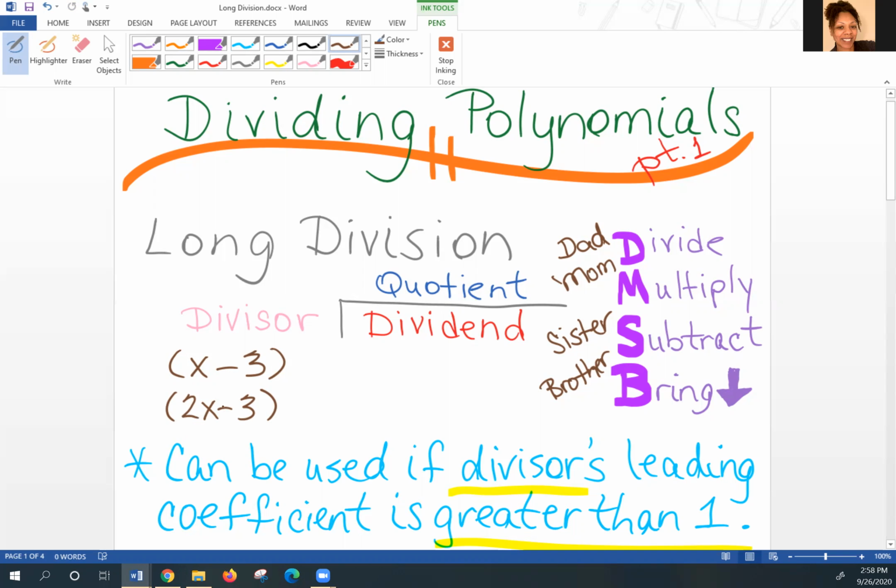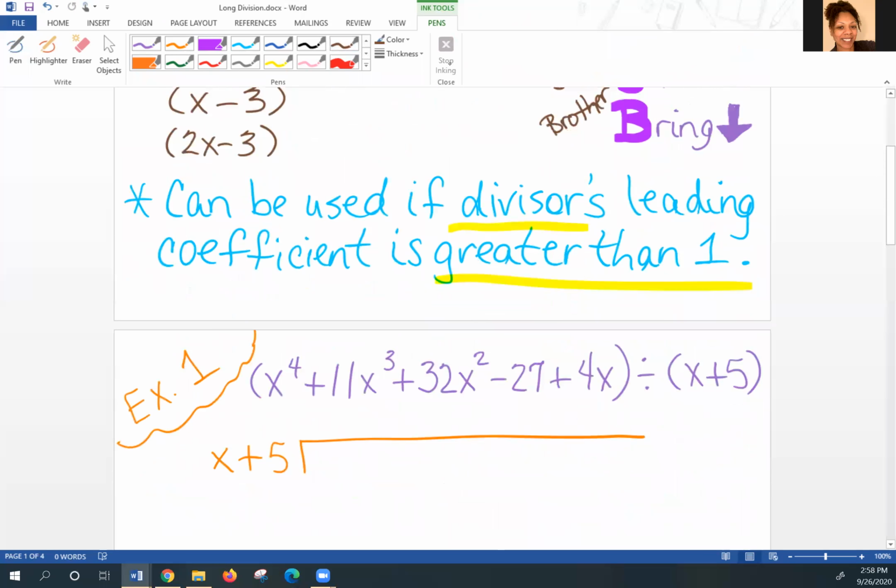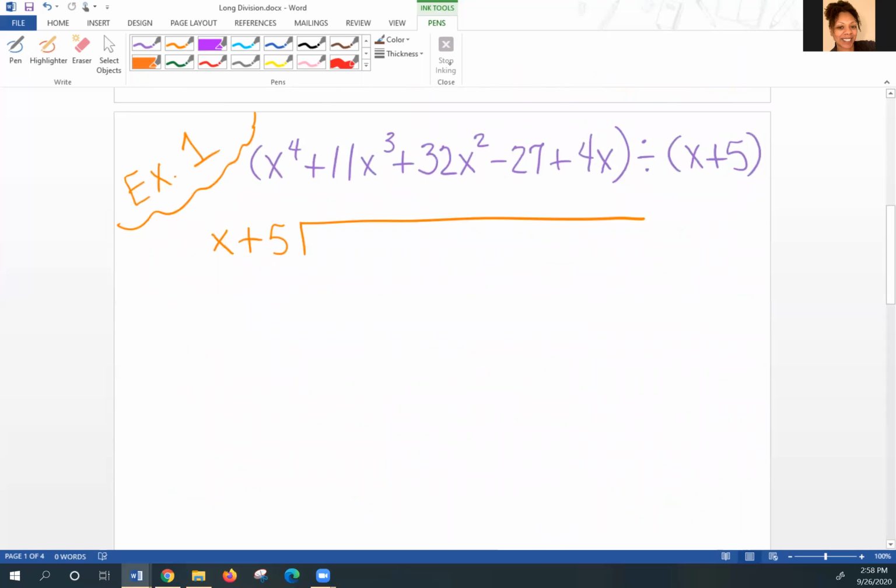So again, you need to know terminology. Leading coefficient: the coefficient is the number that's in front of your variable, and your exponent that has the highest degree, okay? So let's try working some of these problems out. And this is usually what it would look like.